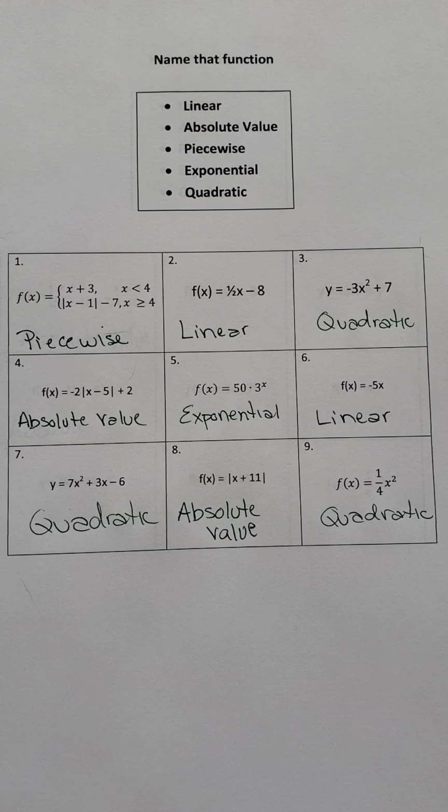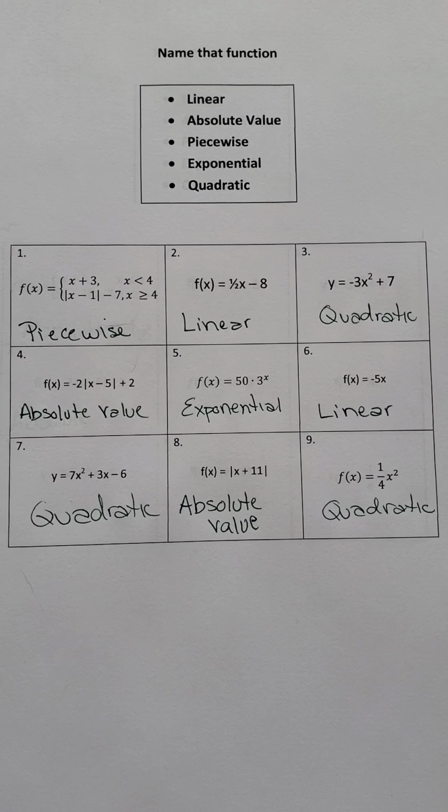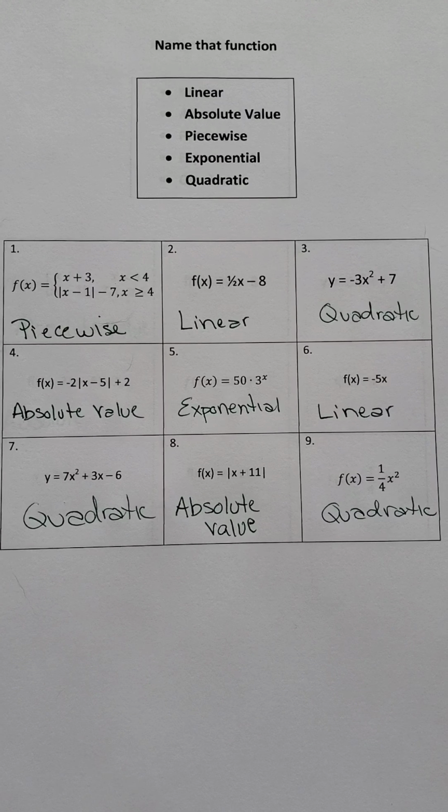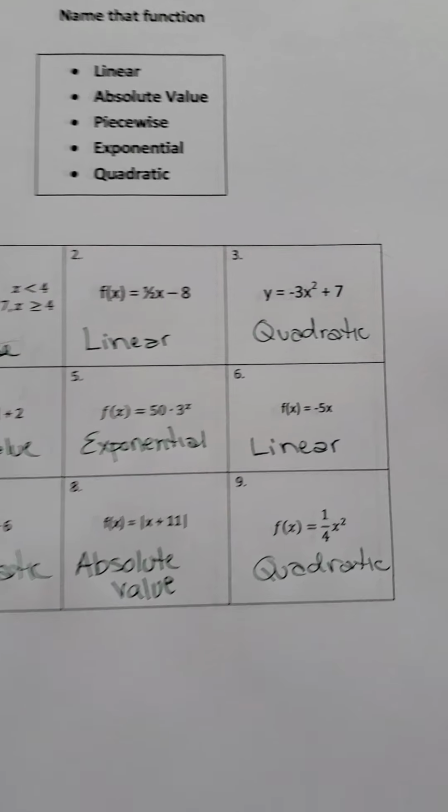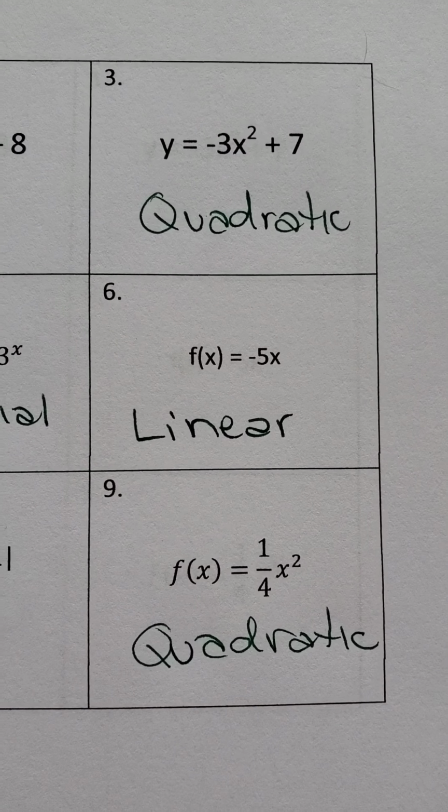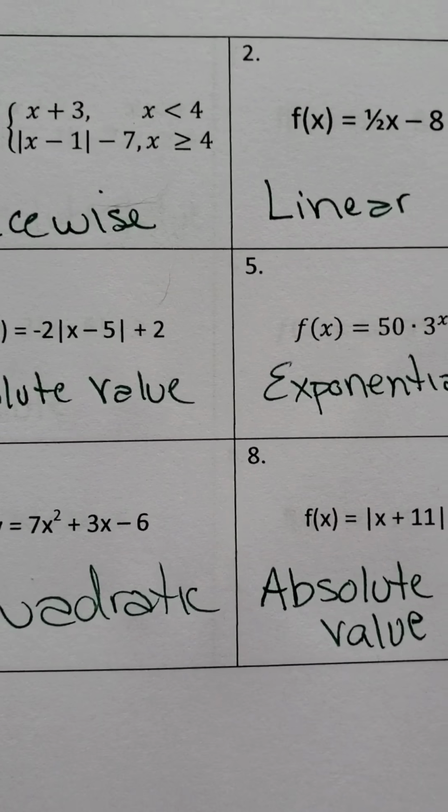Thank you, Agnes. You are always so thorough in your explanations. And yes, 3, 7, and 9 are definitely quadratic. You can tell they're quadratic because the exponent is a 2.